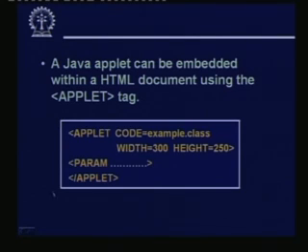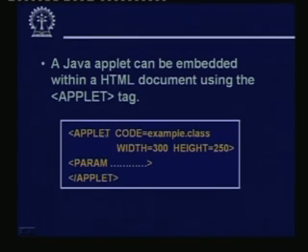This is how you can embed a Java applet within an HTML document. You use the applet tag. The syntax is this. There are some other attributes also, but these are the minimum attributes you normally use. The first attribute says code. Code gives the name of the bytecode file. By default, the bytecode file has an extension of dot class. Java programs have an extension of dot Java. When you compile them, you get a dot class file, that is the bytecode. Okay.